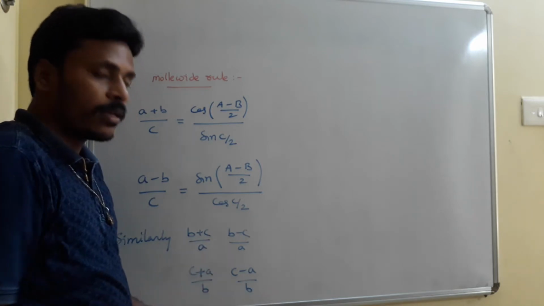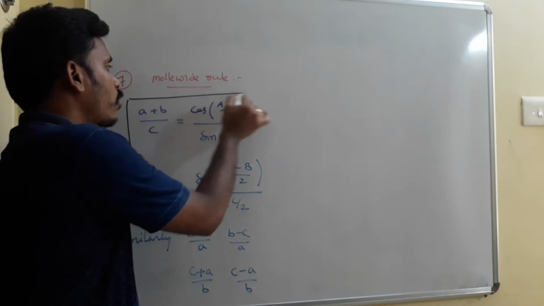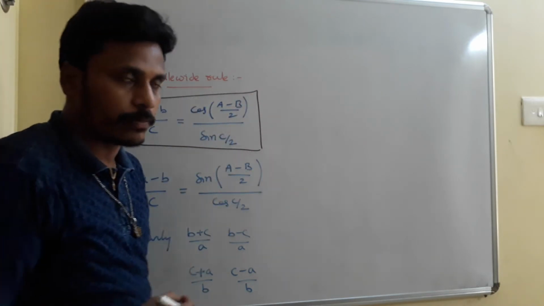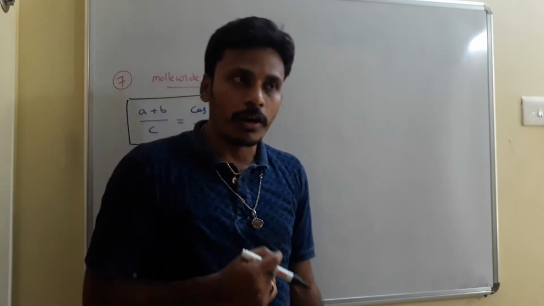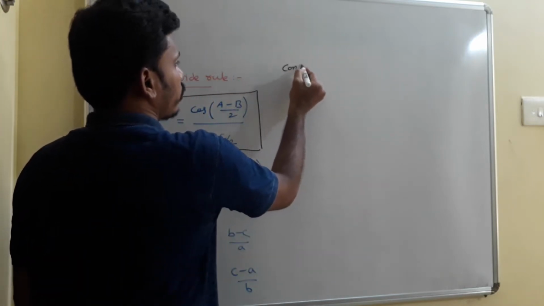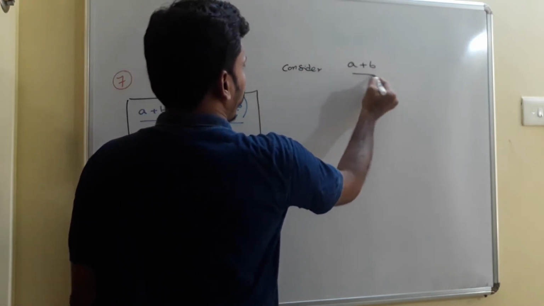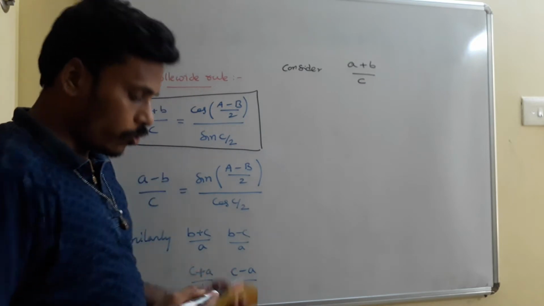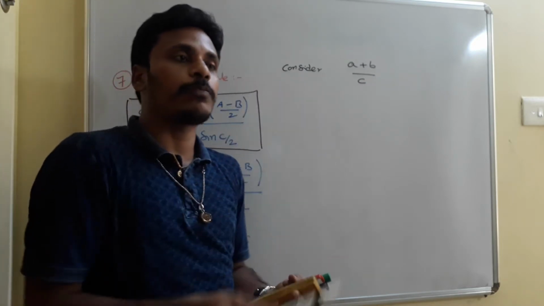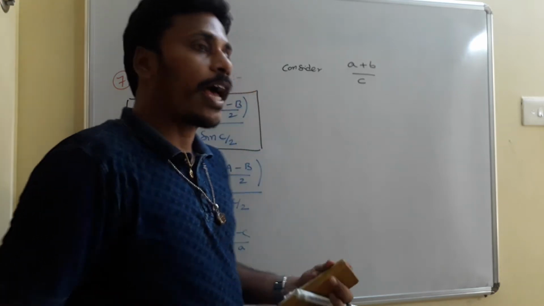What is it? (a plus b) by c is equal to cos of (a minus b) by 2 divided by sin c by 2. For that you just start with (a plus b) by c. So consider (a plus b) by c. Clear? So I need to convert that (a plus b) by c, which is in terms of sides, into angles, and that's why I use the sine rule.